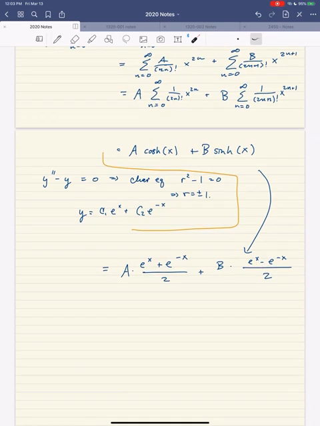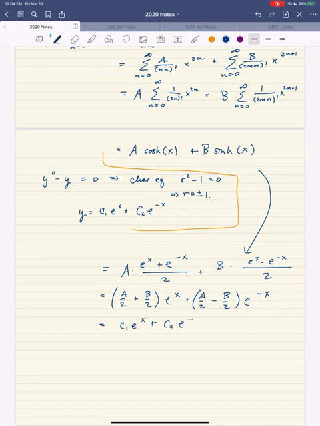And if you rearrange, you can write this as a over 2 plus b over 2 times e to the x, plus a over 2 minus b over 2 times e to the negative x. And we really do have c1 e to the x plus c2 e to the negative x.